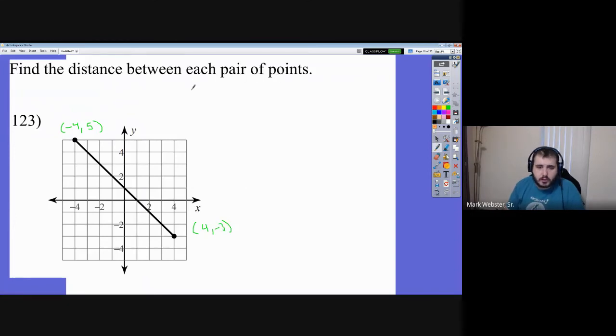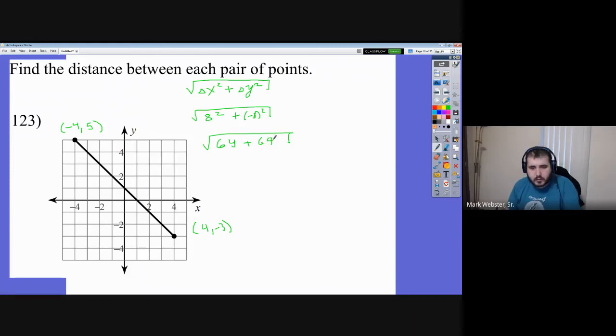So, you want your square root here. You've got -4 to 4. That is a delta x squared, delta y squared. That is a distance here of 8. You're going to do the same thing with your y's. From 5 to -3, that's -8. So 8 squared is 64. -8 squared is also 64. All right, and then you add them up and you get 128.